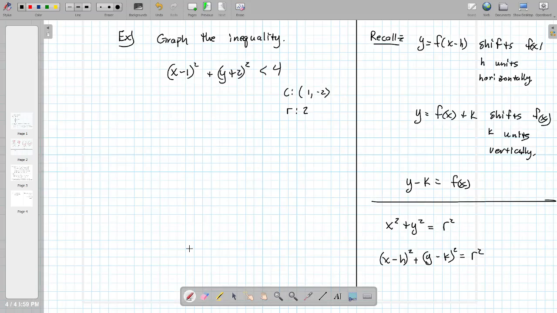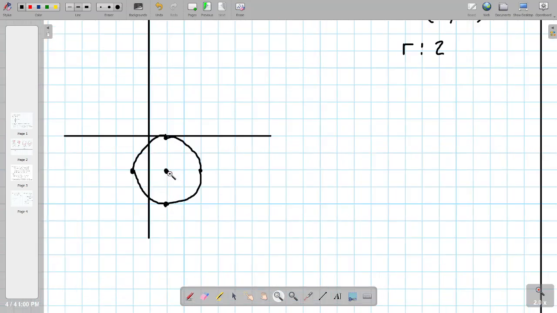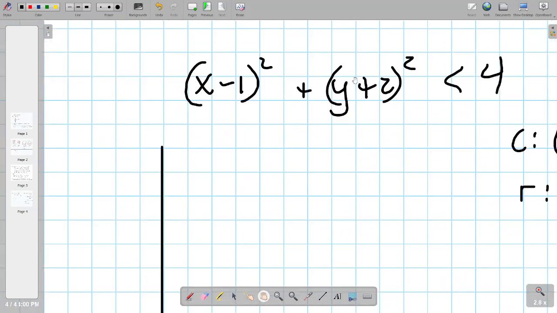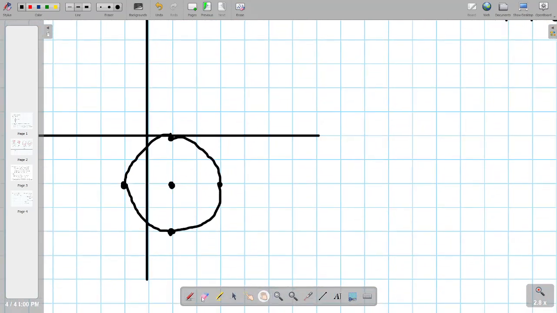So if we graph this, (1, negative 2), this would be our center, and we have a radius of 2 units. We move 2 units away from the center in all directions, and that will map out a circle. We have this circle here. Now, unfortunately, we have less than 4. So this needs to be dotted, not solid, because the edge of the circle is not a part of the solution set.